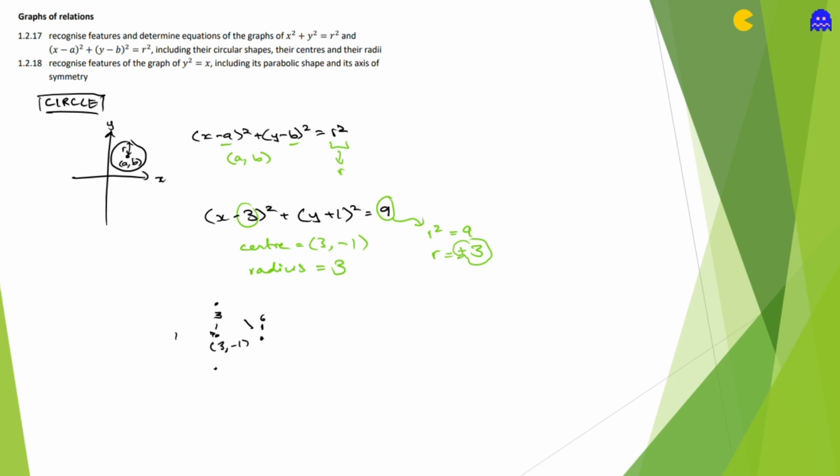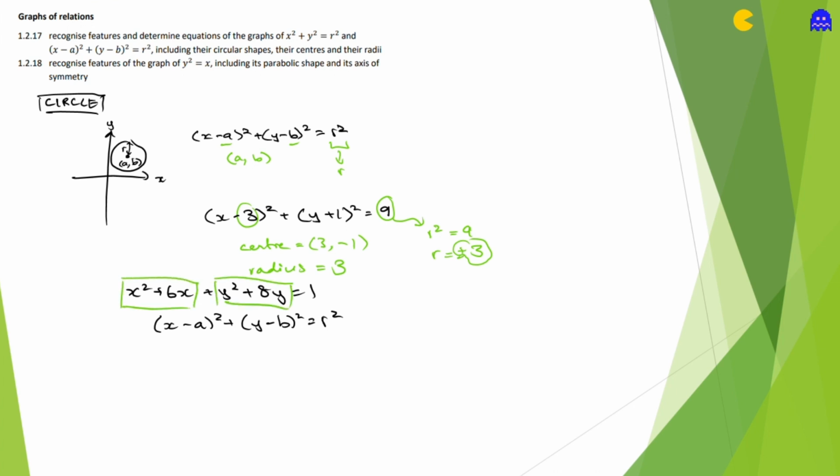We also can have circles written in slightly more complicated ways, and that involve, for example, completing the square or using the quadratic formula. For example, we might have something like x squared plus 6x plus y squared plus 8y equals 1. And in this case, what we need to do is we want to get it into the form (x minus a) squared plus (y minus b) squared equals r squared. And so the way that we do that is we complete the square for this x component of the equation and this y component of the equation.